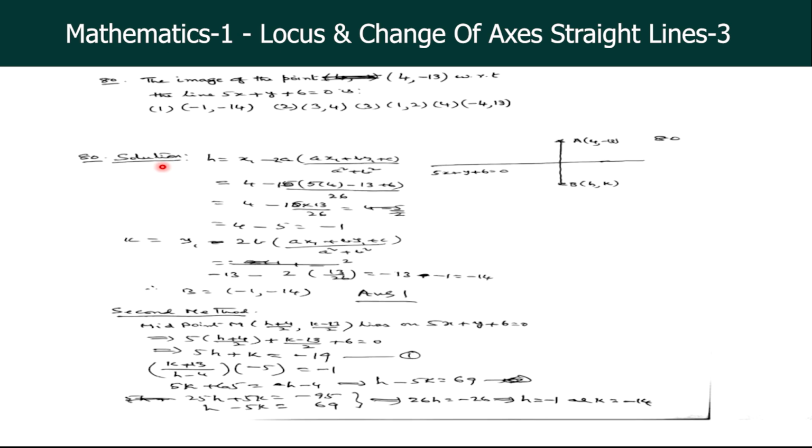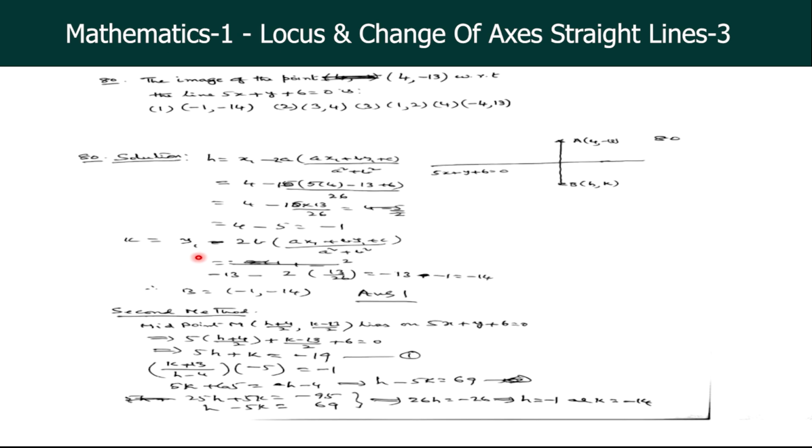So what is the image formula? If (h, k) is the image of (x1, y1) with respect to the line L: ax1 + by1 + c = 0, then h is equal to x1 minus 2a into (ax1 + by1 + c) by (a square + b square), which is nothing but here 4 minus 10 into 13 by 26, which is 4 minus 5, that is minus 1.